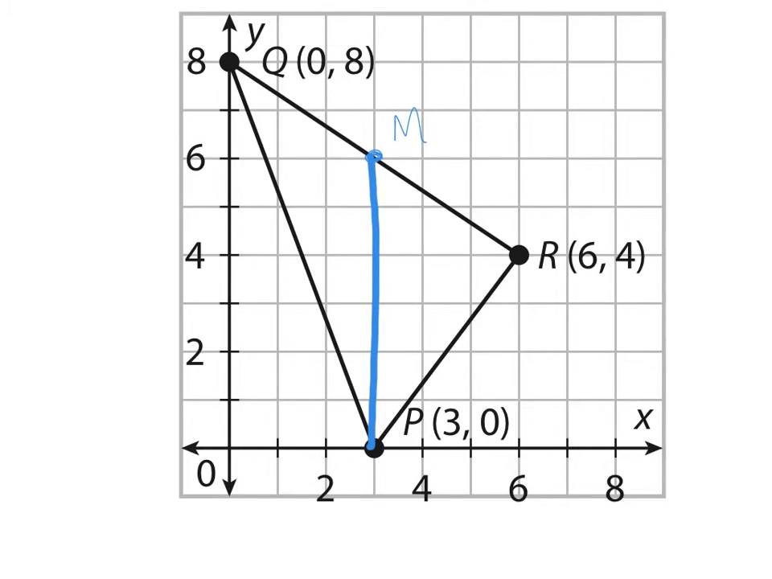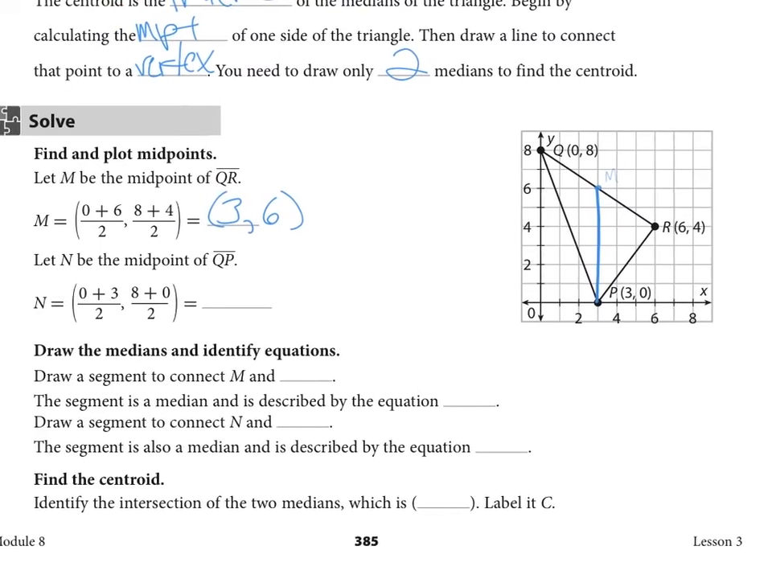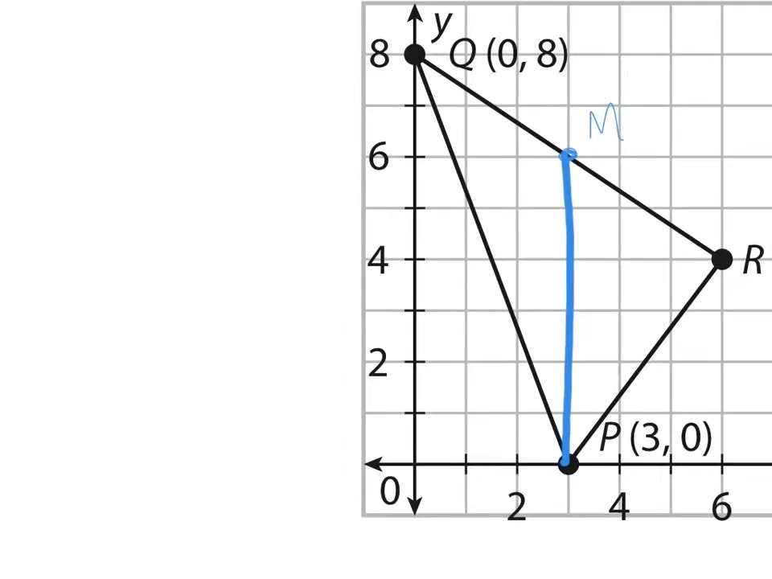Then we'll go back to calculate the midpoint of our other side. N is the midpoint of QP. So again, QP is this side on the left-hand side here. So we want to do the average of the x's, 0 and 3, and the average of the y's, 8 and 0. And for that one, we get that N is the point (1.5, 4). And so we'll go put that on the diagram, (1.5, 4). Zoom in a little bit.